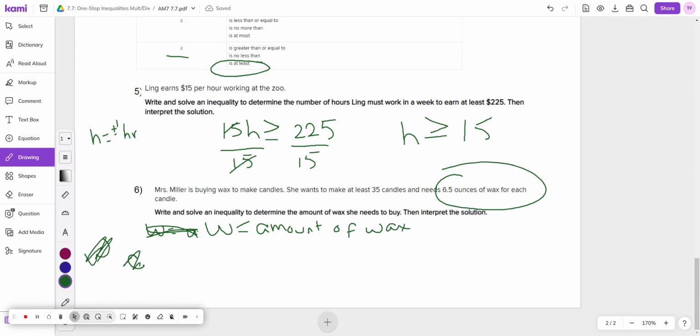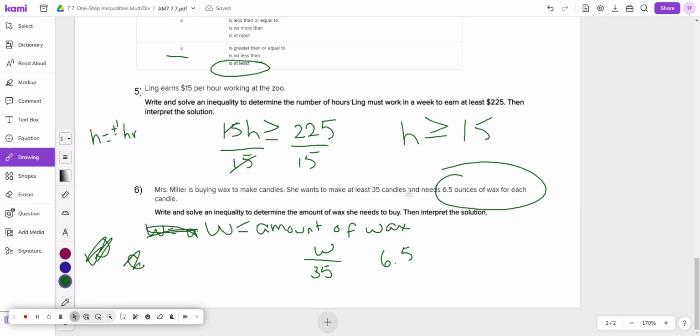All right, so 6.5 times X. We want to know the total. So W equals the total amount of wax. To find that, I know that the total amount of wax divided by the number of candles that she makes gives us the amount of wax she needs for each candle.